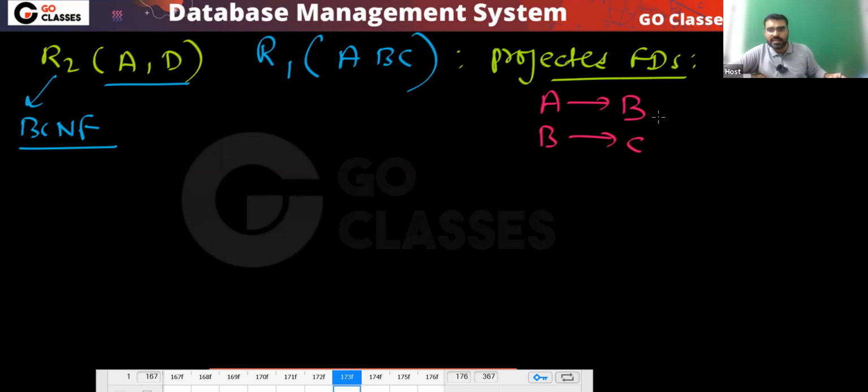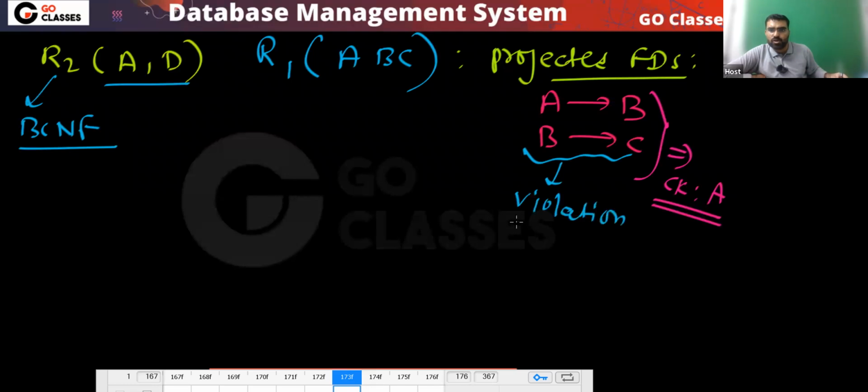Now, what is the candidate key? Tell me. The candidate key is A. So because the candidate key is A, I can say this is a violation. So this is again a violation. So now you repeat the same procedure. Is this clear? This is a violation. So the same procedure you will repeat.